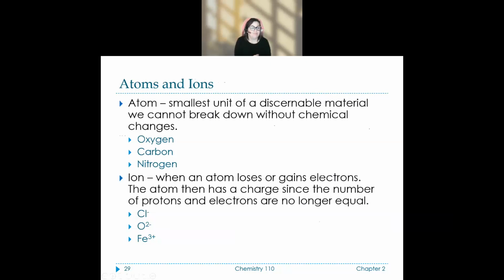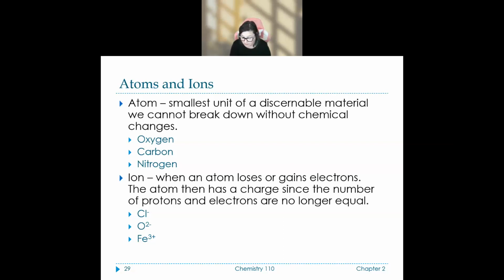Again, sorry for that. Ions. When an atom loses or gains electrons, the atom then has a charge since the number of protons and electrons are no longer equal. So we can talk about Cl minus, which has added an electron. So I know that Cl is number 17. I have 17 protons, and now I have 18 electrons, which gives me a net negative charge.